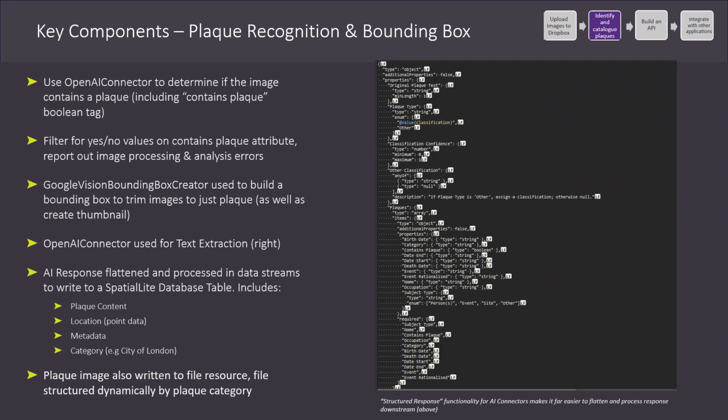Once the AI responses come out into the structure that you can see here, it's flattened into the data streams, and we create those attributes you can see there, like the content and the various sub attributes you can see in there as well. Location, the metadata, and the category, which is the organization that implemented the plaque. And what we've also done here is written it to a local file in a OneDrive with the thumbnail included, and the folder is structured dynamically by the category, so whoever made it.